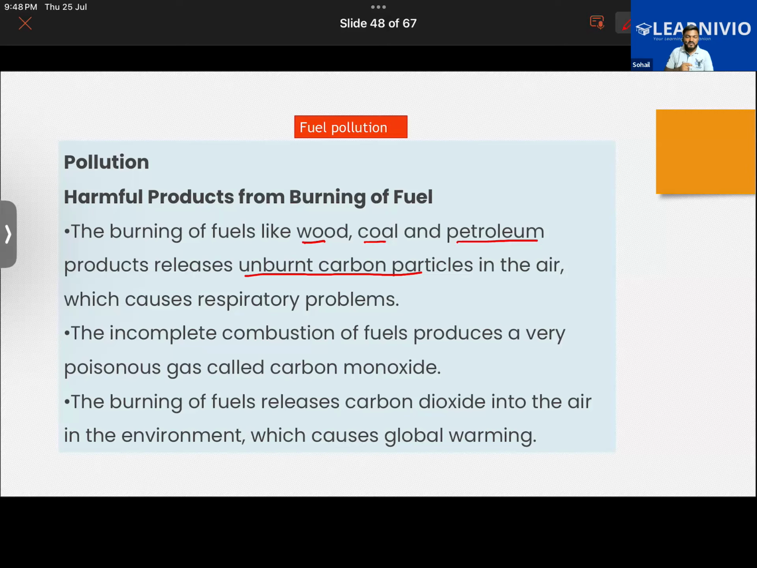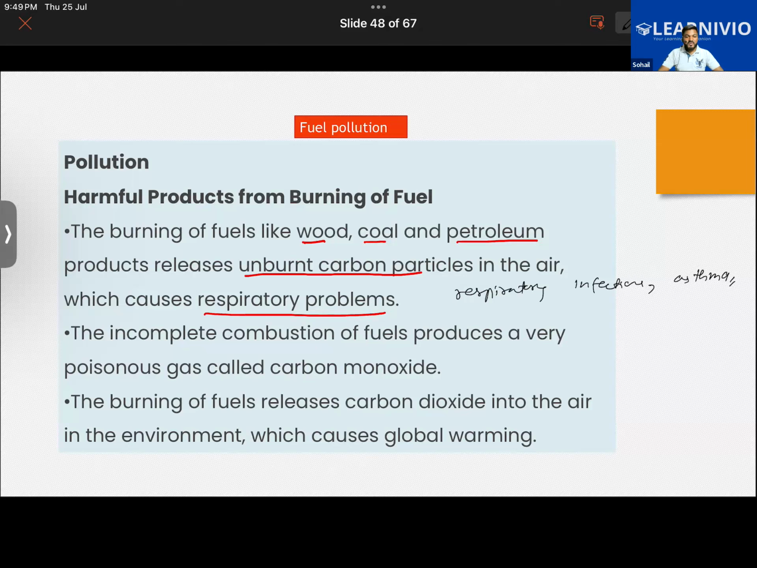If someone were to inhale those unburned carbon particles, that will cause infection in their respiratory tracts and hence lead to respiratory problems. So the person is likely to suffer from respiratory infections, such as asthma, and would be regularly coughing. Right?